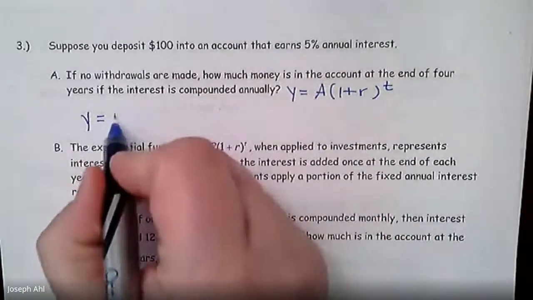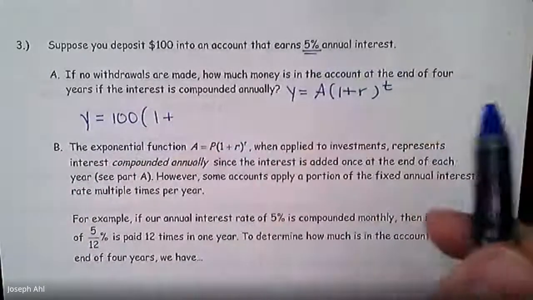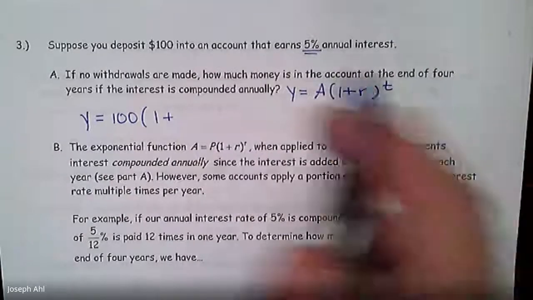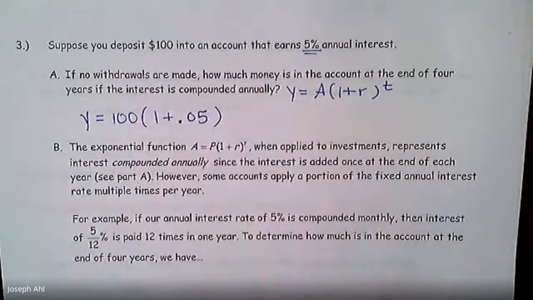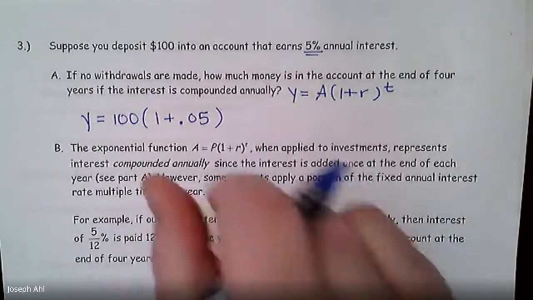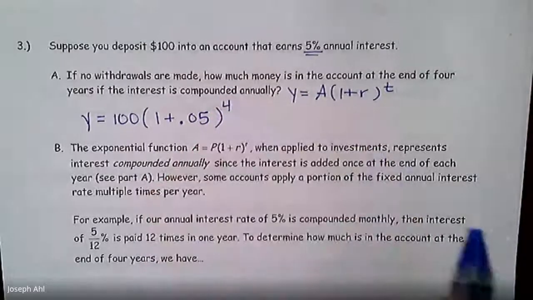So y would equal, in this case, $100 times 1 plus the rate. Here we have to plug that in ourselves. So 5% is 0.05. Be really careful about that, because if you plug in 0.5, you're giving yourself a 50% interest rate, which is much, much better than 5%. That's going to get raised to the t, which is to the 4th power.